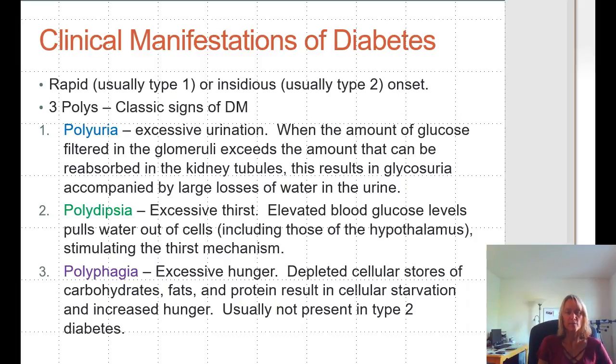We also get polydipsia. This is excessive thirst. High blood glucose levels also pull water out of the cells, including those of the hypothalamus, which stimulates the thirst mechanism. And then polyphagia, this is excessive hunger, and this comes when we have depleted cellular stores of carbohydrates, fats, and proteins, resulting in cellular starvation, leading to increased hunger. We usually do not see this, though, in type 2 diabetes mellitus.